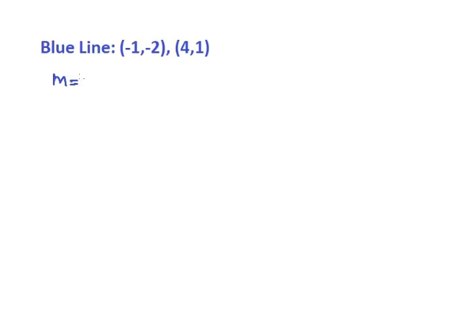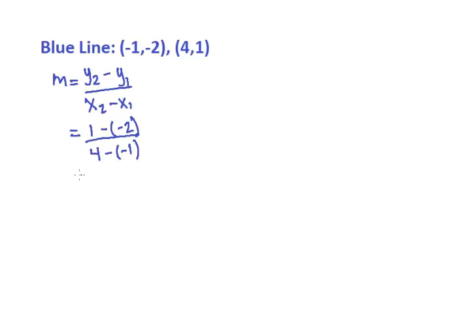So the slope of the blue line, we're going to use the formula of m to find it, which is y sub 2 minus y sub 1 divided by x sub 2 minus x sub 1. If I substitute that information, it will be 1 minus negative 2 divided by 4 minus negative 1. Double minus is a plus, so it will be 1 plus 2, that will give me 3, and 4 plus 1 will be 5. 3 divided by 5 is 0.6. So the m of the blue line is 0.6.